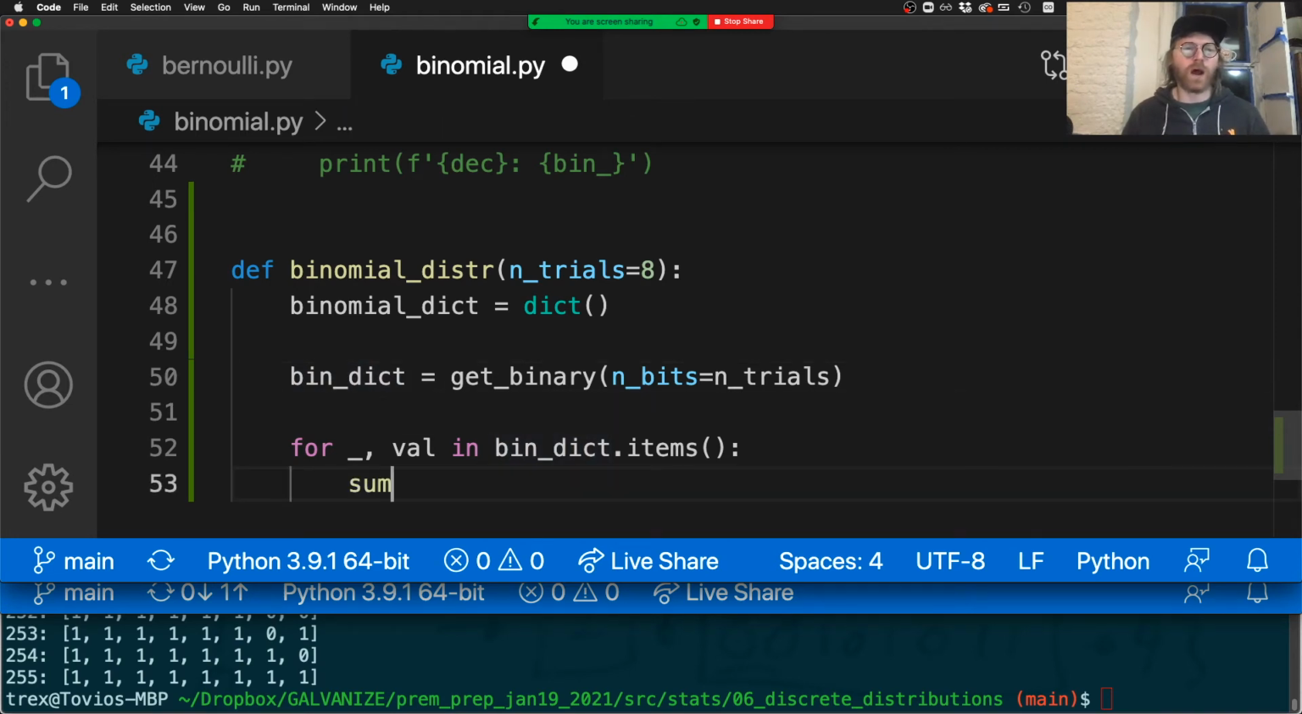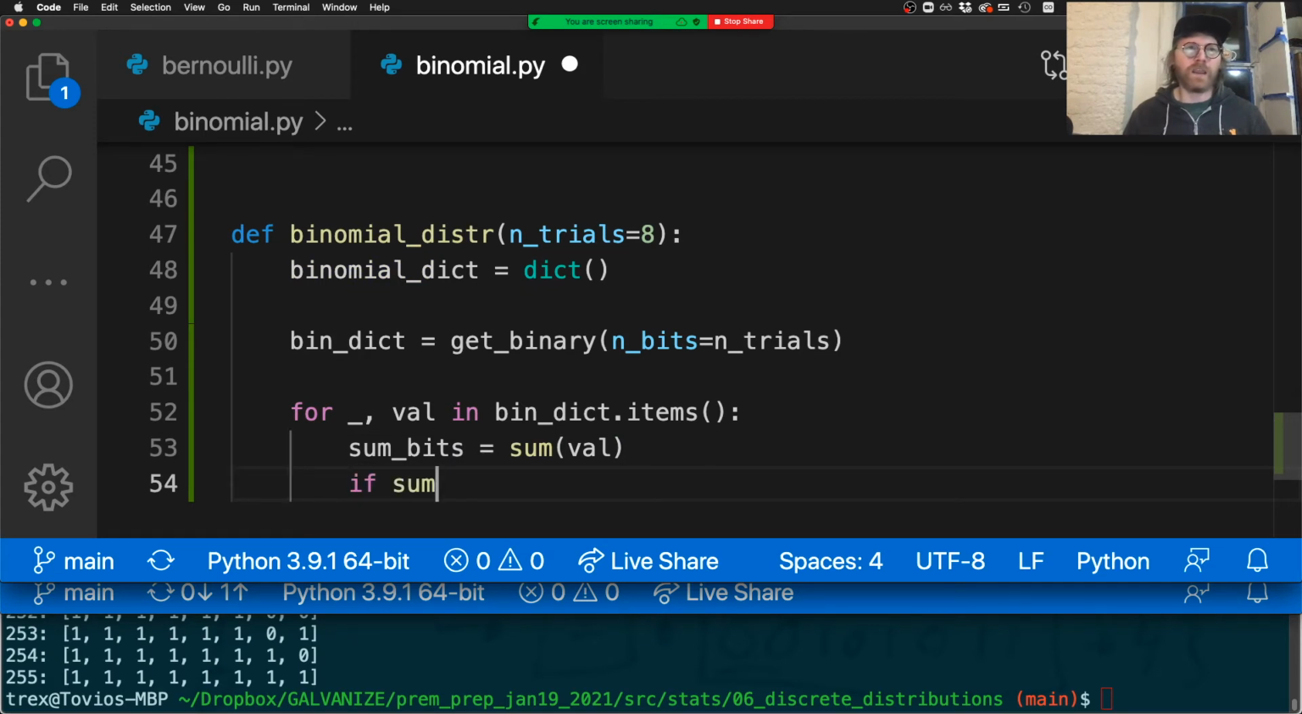Okay, so the sum of the bits, that's what we're looking for, right? 1, 0, 1, 1, 0, 1, 0, 0 would have a sum of bits of 4, right? There's 4 ones in there. So that's what we're looking for. How do we build that? Well, the sum of the bits just gets the sum of val. We can just sum that binary list, and that gets us the number of successes.